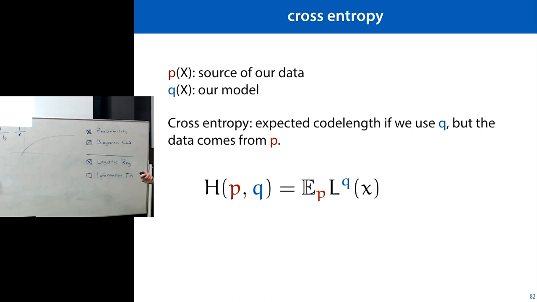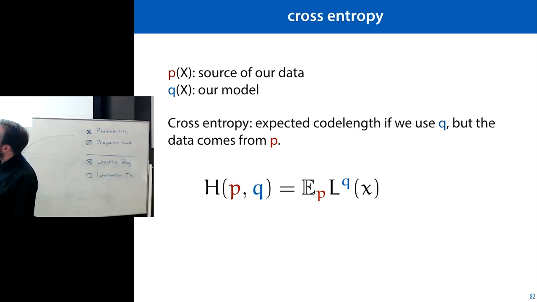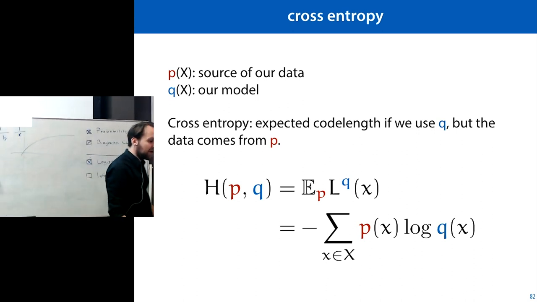Then we can look at the expectation under the source of our data of the code length that Q gives us. And the lower that is, the better Q is. So you just fill it in and it looks like this. That's called the cross-entropy. And if Q is equal to P, then the cross-entropy is minimal. And then we found the optimal expected code length, which is not zero. It's equal to the entropy of P.